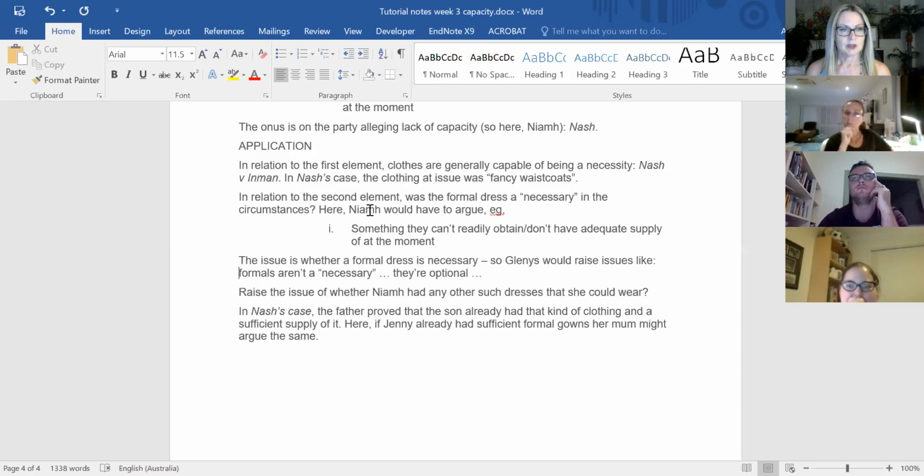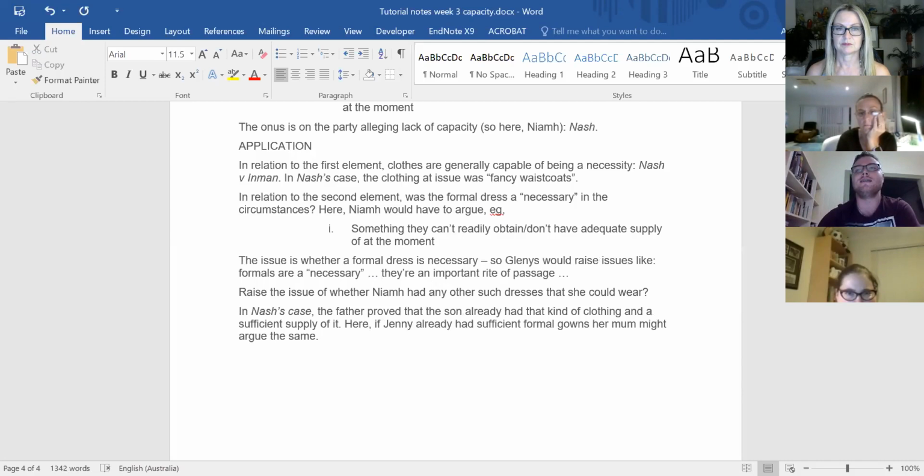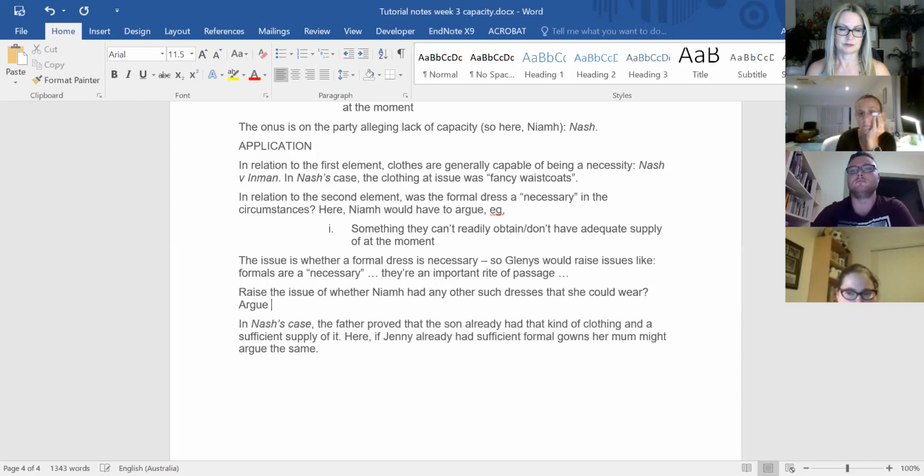Formals. Yeah, I was typing on what Jackson had put into the thing there. Well, what's the converse argument there? Well, according to schools, you need formal dresses to attend, so they're a necessity to gain access to it. But on the other hand, they are optional. I didn't go to my formal, so I didn't therefore need a tuxedo. It wasn't a necessity to go into a store and buy one.